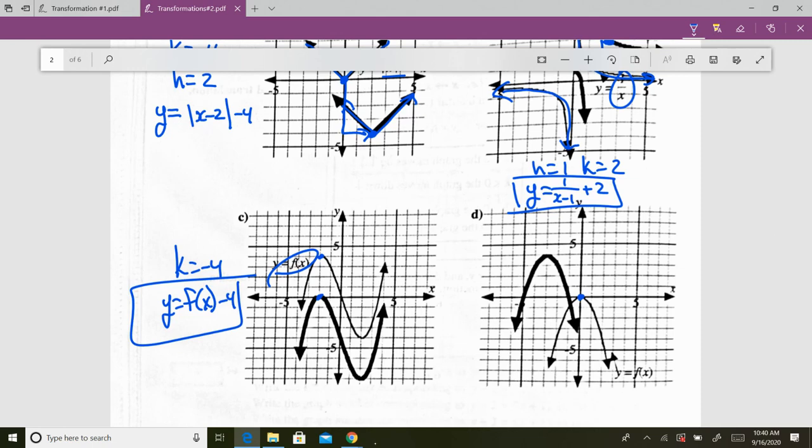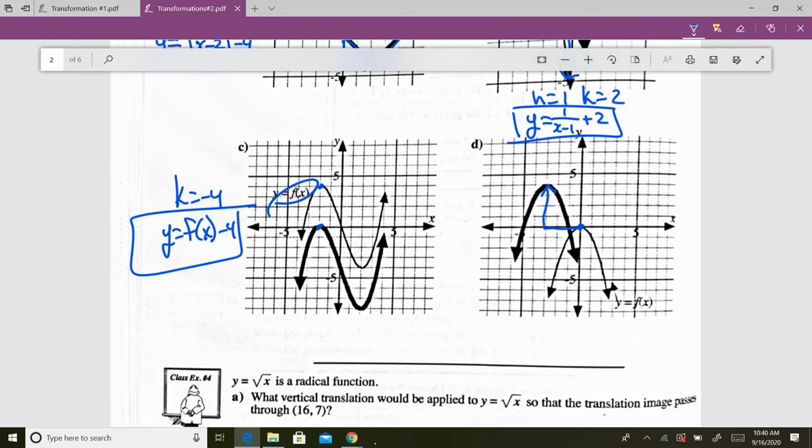Starting there. What's our h? Negative 3. And our k is plus 4. And again, it's just a general f of x. So y is equal to f of x plus 3 plus 4.